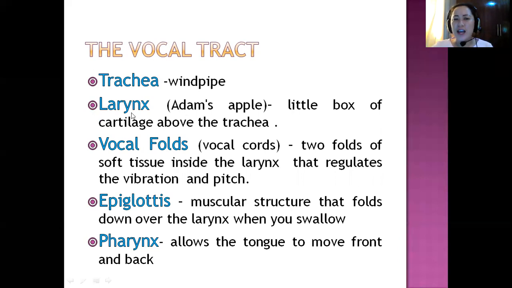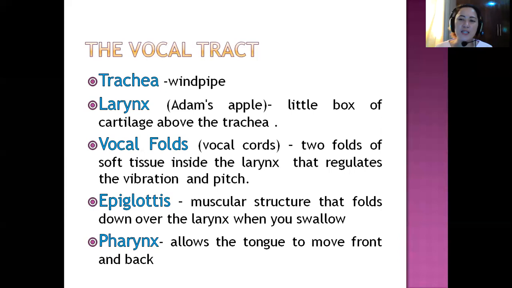Inside the trachea is the larynx. It's also commonly known as the Adam's apple, the little box of cartilage above the trachea. The vocal folds, also called the vocal cords, are inside the larynx. They are two folds of soft tissue inside the larynx that regulate the vibration and pitch. The faster the vibration, the higher the pitch.